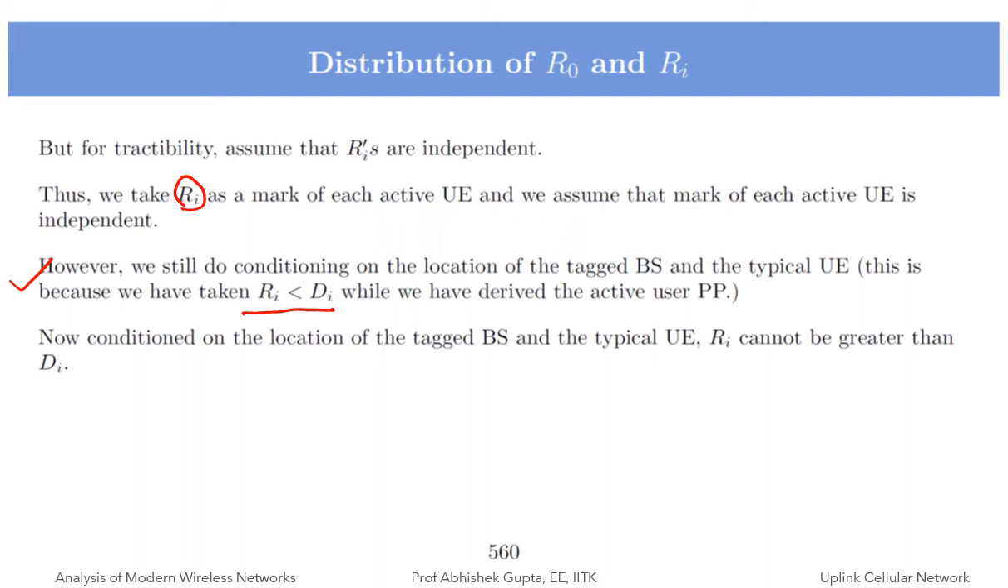And this condition comes because if it is not, then the tagged base station would be its serving base station and then it will not be active. So given Di, we know Ri cannot be more than Di. But if you look at the Ri distribution, it can be anywhere between 0 to infinity. So we will include this condition in the distribution of Ri.